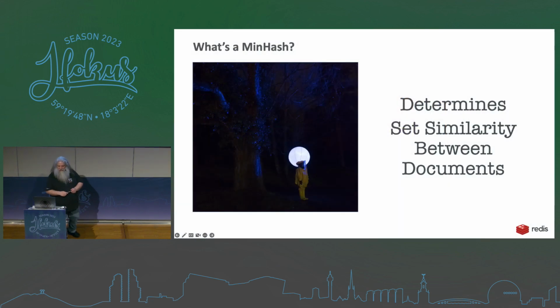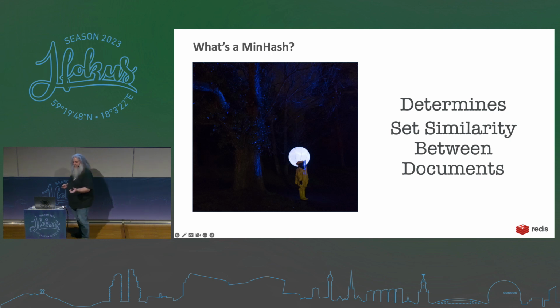So min hash is used to determine how similar documents are. You could use this for cheating, determining plagiarism, or to determine whether a page is worthy of being re-indexed. And to do that, you need to turn the documents into sets, and then you need to compare the sets.